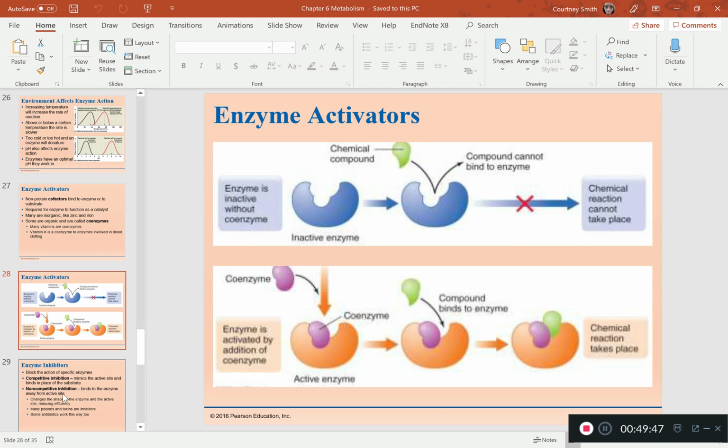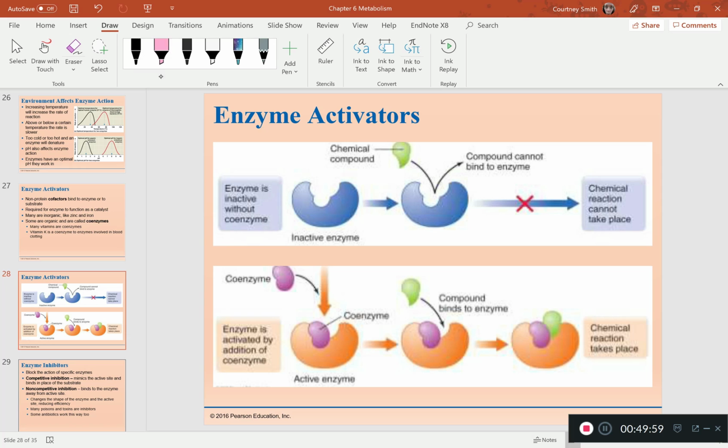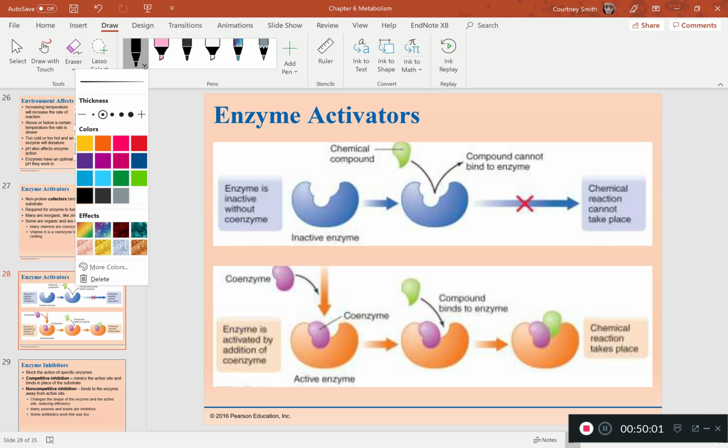So what I mean is that some enzymes need helpers, so these helpers are called coenzymes. Actually, I'm going to change that color because that's an ugly color. Let's go with pink because pink is pretty. Well, pretty-ish.